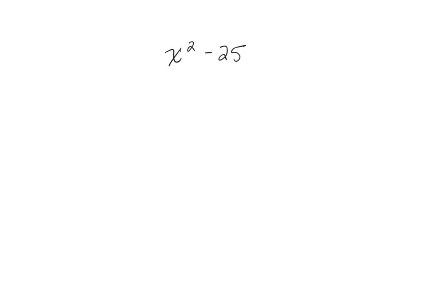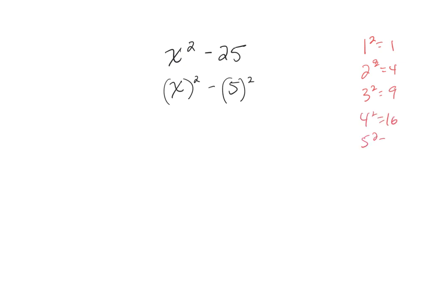Okay, we have another one, x squared minus 25. Is it a term squared minus a term squared? Yeah, x is squared. And what is squared to give us 25? 5. And by the way, it's very good to know what your squares are. So 1 squared is 1, 2 squared is 4, 3 squared is 9, 4 squared is 16. I'm going to do these quickly. 5 squared is 25, 6 squared is 36, 7 squared is 49, 8 squared is 64, 9 squared is 81, and 10 squared is equal to 100.